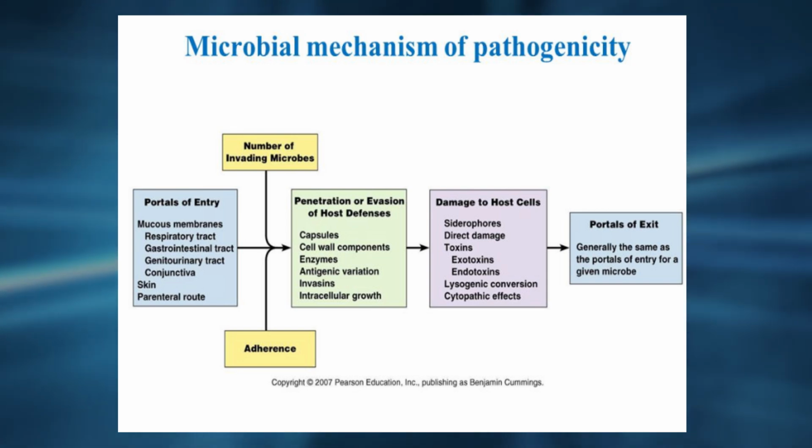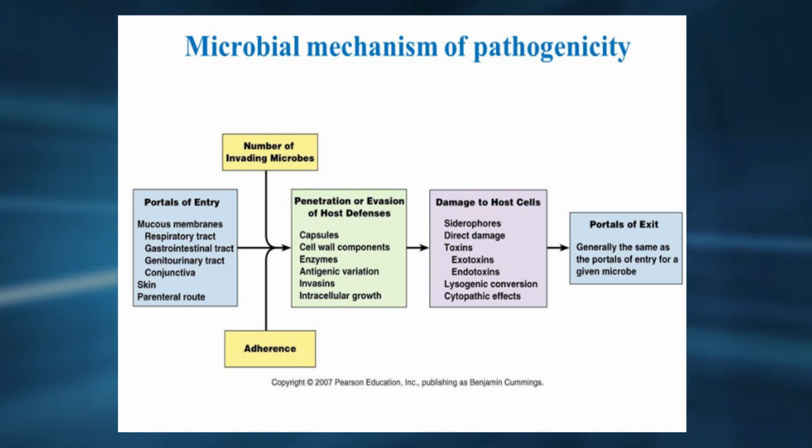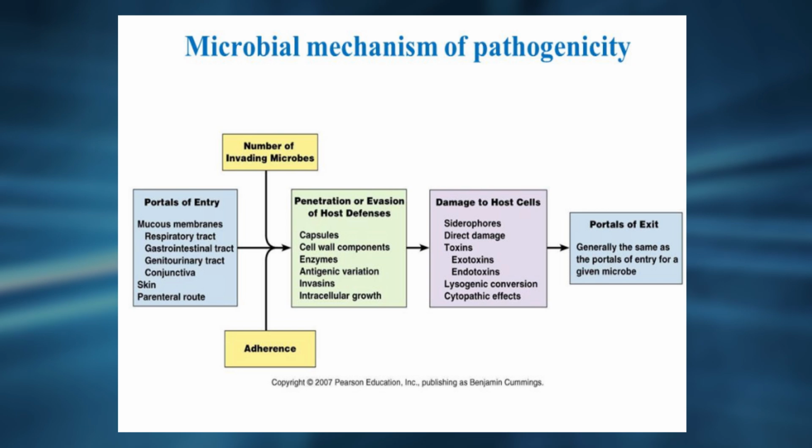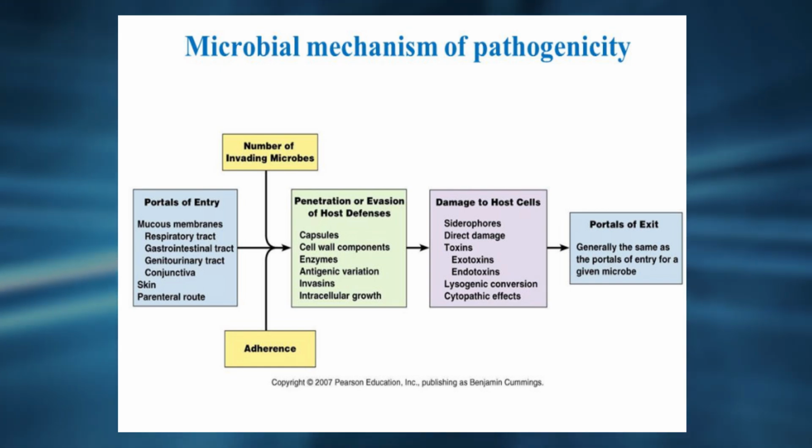Now, the mechanism includes the molecular mechanism of pathogenicity. First is the portal of entry, next is penetrating the host defense, next is damage to the host cell, and next is the portal of exit. Again, virulence is the degree of pathogenicity, providing a quantitative measure of the pathogenicity or the likelihood of causing disease.